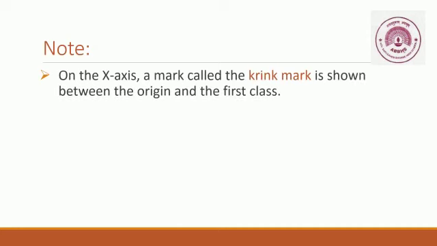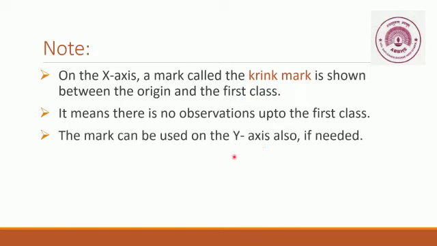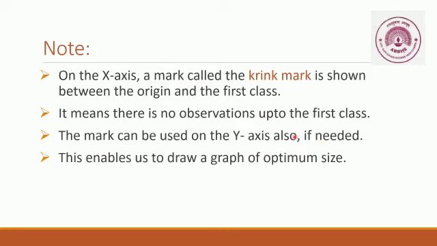Note: on the x-axis, a mark called the kink mark is shown between the origin and the first class. It means there are no observations up to the first class. The mark can be used on the y-axis also if needed. This enables us to draw a graph of optimum size.